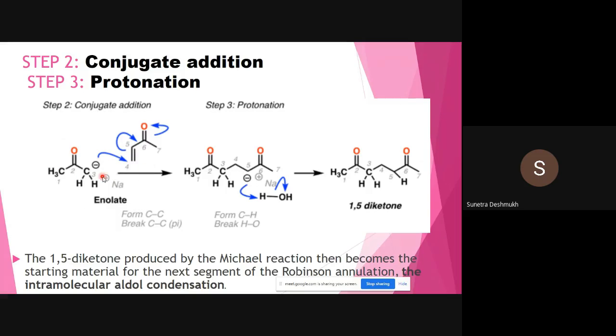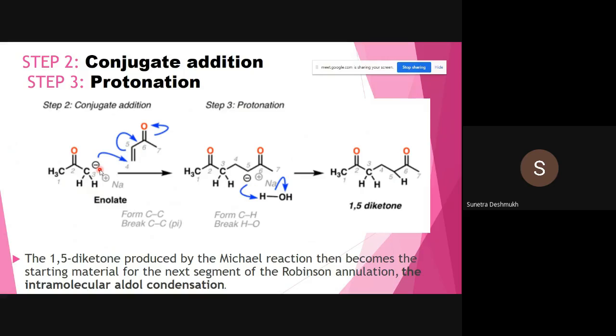Now how to use this enolate? We are going to use this enolate for the conjugate addition to the alpha-beta unsaturated carbonyl compound. See how we do the numbering. Step two is the conjugate addition, and step three is the protonation. So the first step is the enolate formation, step two is the conjugate addition of this enolate to the alpha-beta unsaturated carbonyl compound, and step three is the protonation. In this way we synthesize this 1,5-diketone compound. Very easy. You know the Michael reaction very well, so go step by step. Robinson annulation is easy as well.